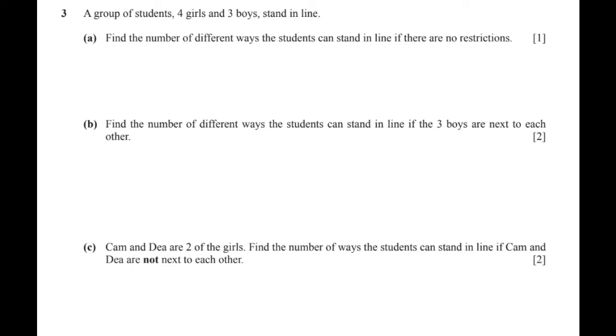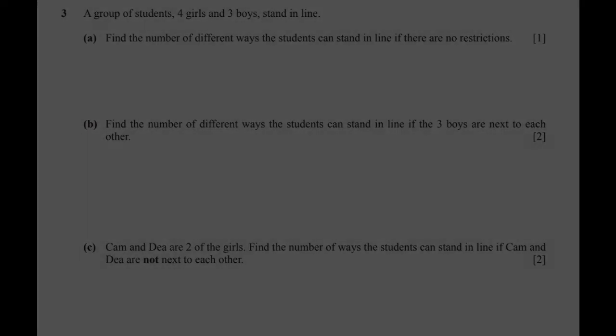Part B. Now there's a restriction, and the restriction is that the three boys need to be next to each other. They can't be apart. And part C, we identify two girls with names, and there's a condition that Cam and D are not next to each other. So we'll have to think about the scenarios that satisfy that. Okay, so let's look at number one.